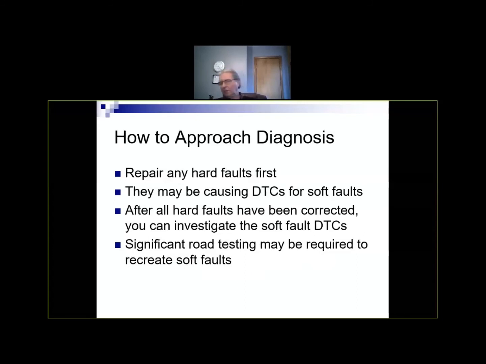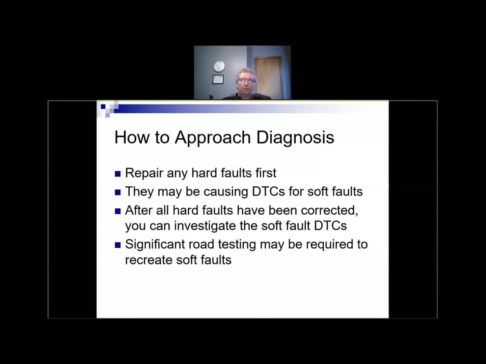So what do we do when we get a bunch of diagnostic trouble codes? It only makes sense to go after hard faults first, because those are the things where something is wrong right now. If you test the faulty circuit or faulty component, it's going to fail, and then you're going to know. And once you fix those, you may find that all the other codes are gone and they don't come back. If you've fixed all the hard faults and you still have soft faults that you haven't gotten rid of, you can work on those.